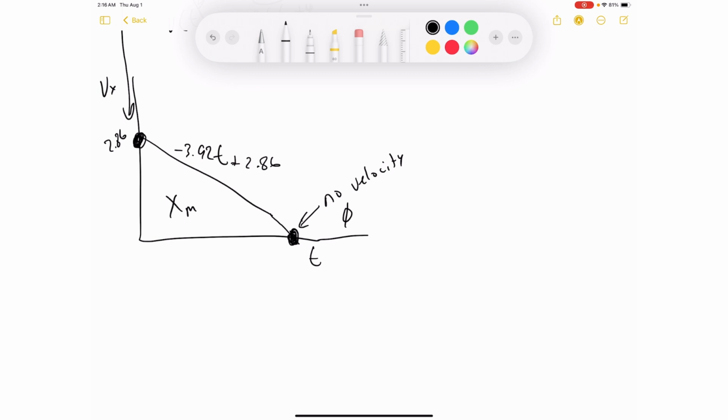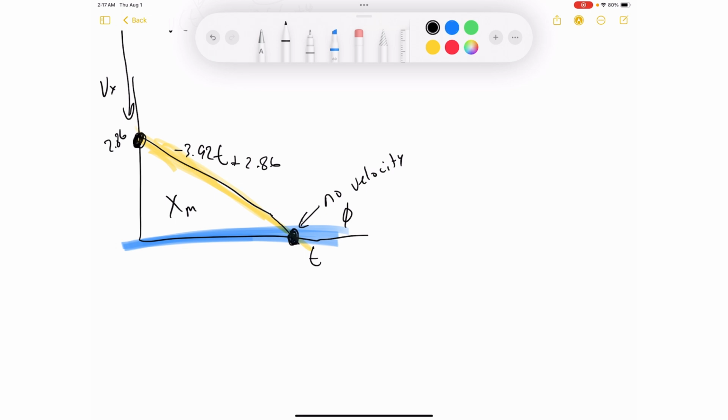What I can do, though, is I can say I have two functions now, right? I have this function here, y equals negative 3.92t plus 2.86, and I have this other function, which is right here, 0. And what I want to know is where do these two functions intersect? Where do they meet?